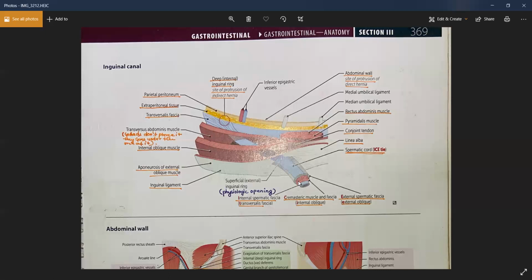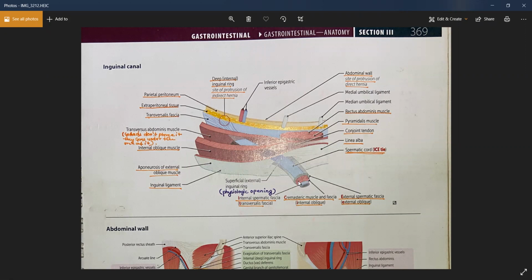Genitofemoral nerve, right? As the name suggests, the genito and the femoral, this nerve supplies your genitals as well as the femoral region. And that's why whenever you touch something on the medial side of the thigh, you will have the cremasteric reflex, because this nerve is supplying both the medial side of the thigh and the genitals. That's why the name genitofemoral. You can easily remember the function by the name. Is that okay?